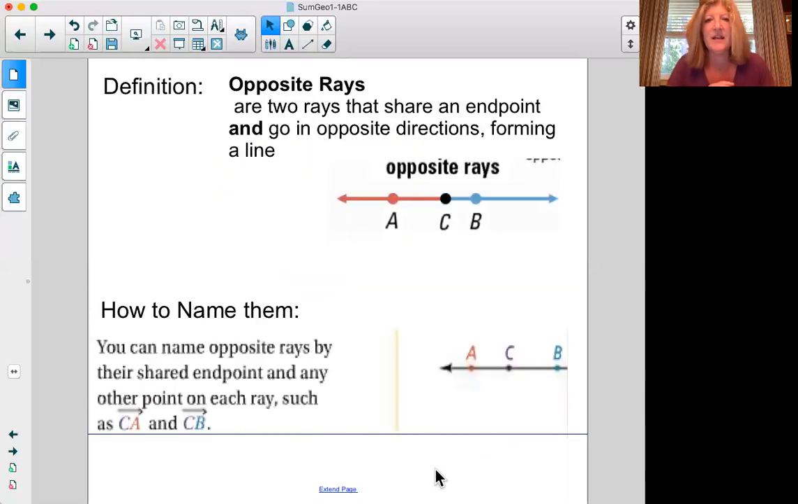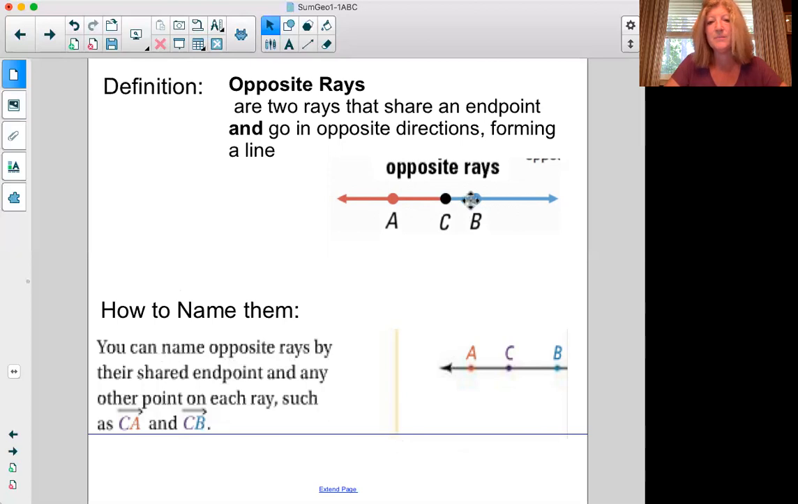What are opposite rays? Opposite rays are two rays that have the same endpoint, but they go in exactly opposite directions. Together they form a line. So how do you name opposite rays? Just the same way you name any rays. You start with the endpoint and then whatever point they go through on the way to infinity.